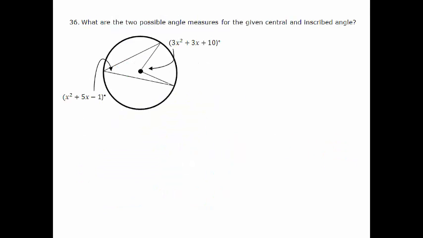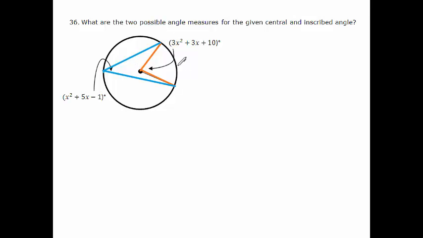Okay, for number 36, we want to know what are the two possible angle measures for the given central angle and inscribed angle. What we need to remember is that a central angle is an angle whose vertex is at the center and it is equal to its arc measure, and an inscribed angle is an angle whose vertex is on the circle. It is equal to half of its intercepted arc measure.